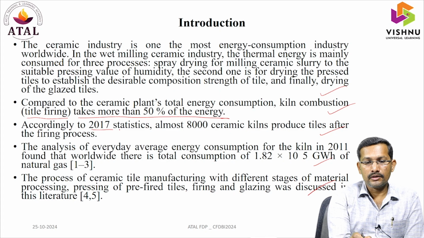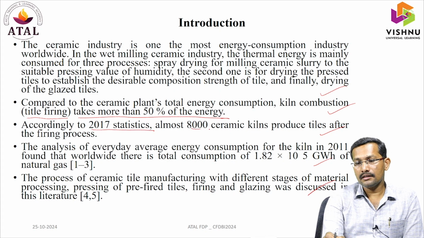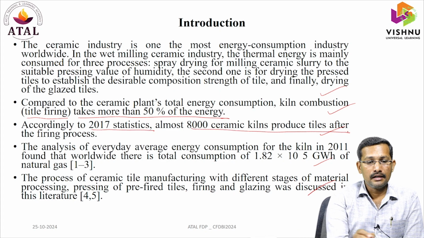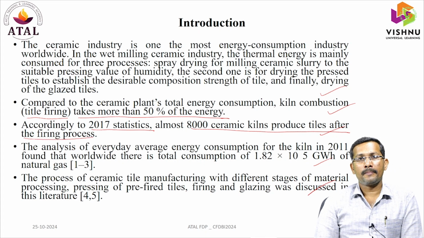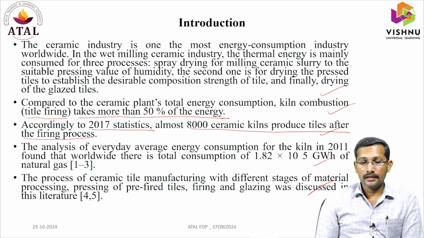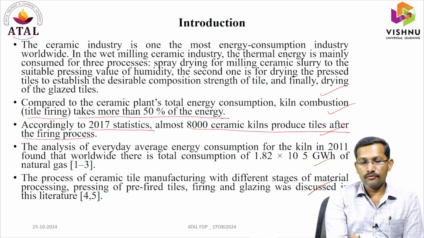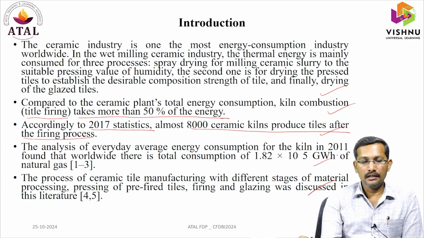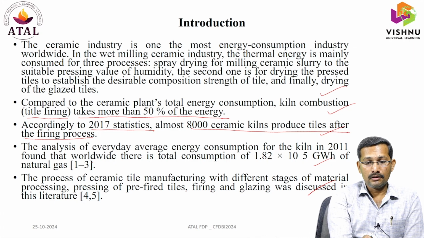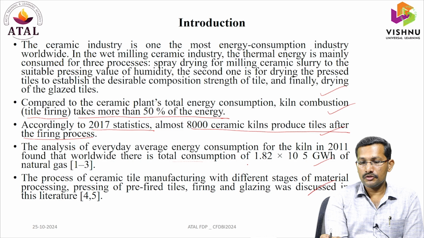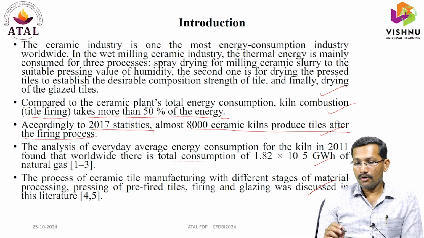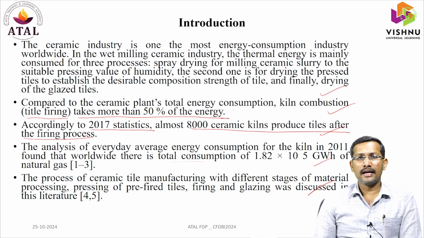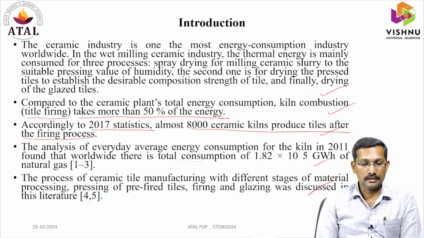According to the 2017 statistics, almost 8,000 ceramic kilns produce tiles after the firing process. Only after the firing process will they produce the tiles. The analysis of everyday average energy consumption for the kiln in 2011 found that worldwide there is a total consumption of 1.8 × 10^5 gigawatt hour for natural gas. This is the huge amount of natural gas they are consuming for the production of these tiles.